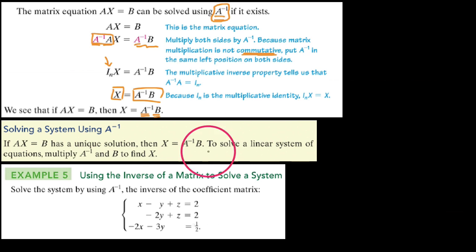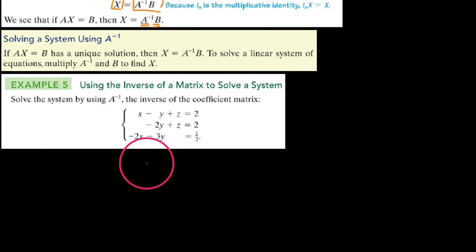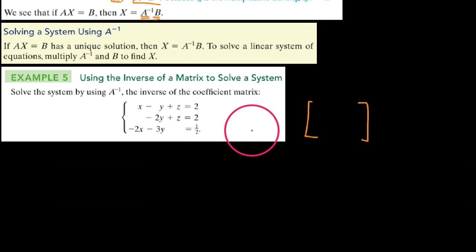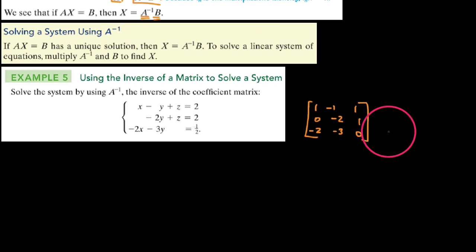So basically, to solve a system of linear equations, all we do is take A inverse times B to find X. So what we're going to do here is first write a matrix equation that corresponds to this system of equations right here. So let's start with this. We've got to get our coefficient matrix in here. Looks like it'd be a 3 by 3, so we have 1x, negative 1y, and 1z. We have 0 x's, negative 2 y's, 1 z, negative 2 x's, negative 3 y's, 0 z's.